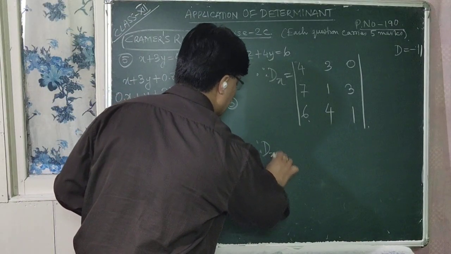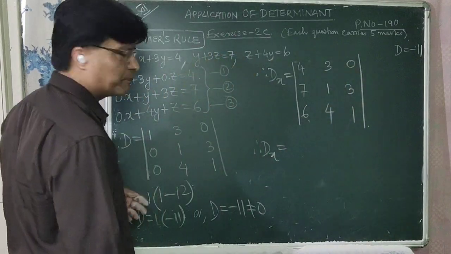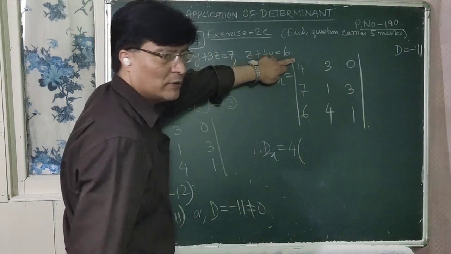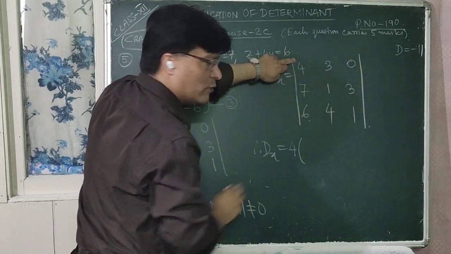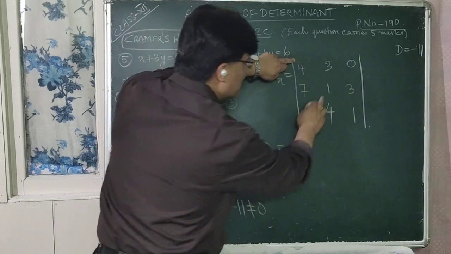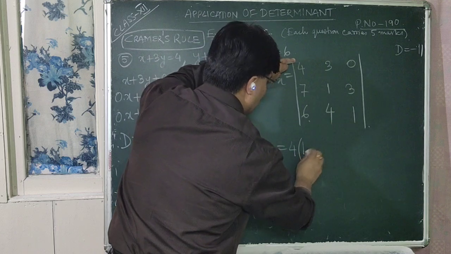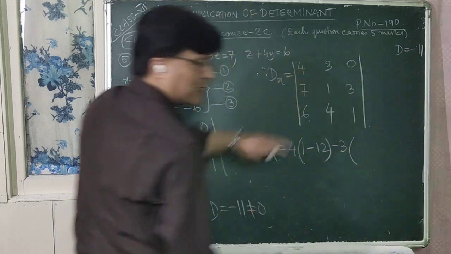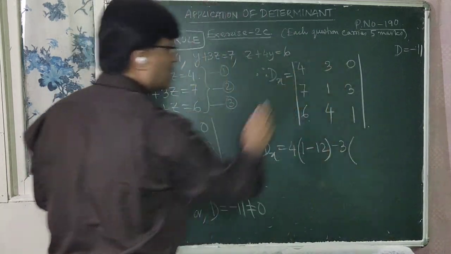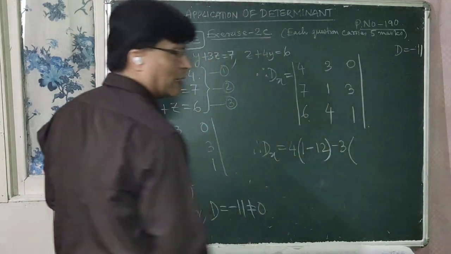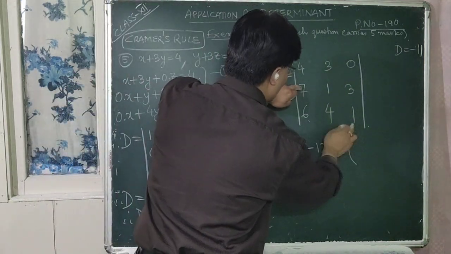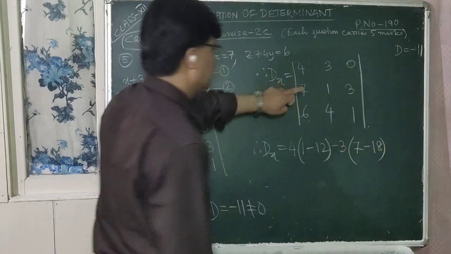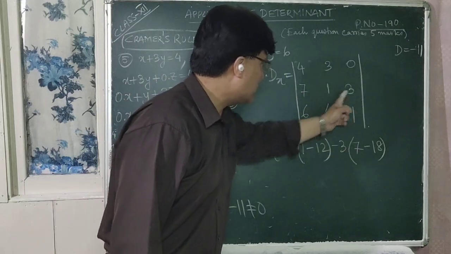So therefore dx is equal to, let us expand it with respect to the first row, that is plus minus plus. So plus 4, you write plus 4. Now delete the row and the column through the element 4, that is first row and first column are deleted. What remains? 1 3 4 1. 1 1s are 1 minus 4 3s are 12. Then minus 3, within bracket, delete the row and the column through the element 3. That means first row and second column are deleted. What remains? 7 3 6 1. That is 7 1s are 7 minus 3 6s are 18.